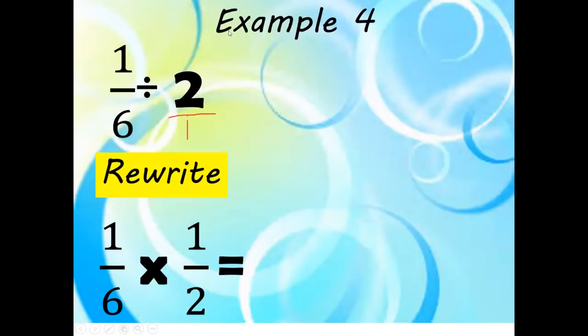After you rewrite your fraction, it's time to multiply. Multiply the numerators and multiply the denominators. So 1 times 1 is 1. Then 6 times 2 is 12. So the final answer is 1/12. Because the numerator is already 1, you don't need to simplify it anymore because that is already the simplest form. Then let's have example number 5.